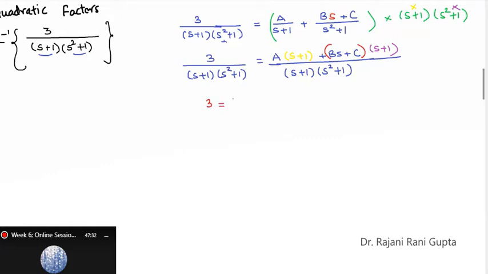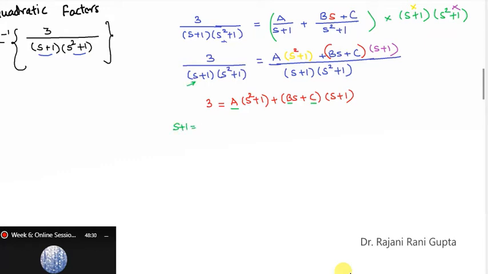Compare the numerator: A times s plus 1 plus Bs plus C times s plus 1. We made some mistake in A. Yeah, it should be s square plus 1, s square plus 1. Okay, so let's proceed. Now here we have three constants A, B and C. So it means we need to substitute three different values of s. So let's take the values from there.